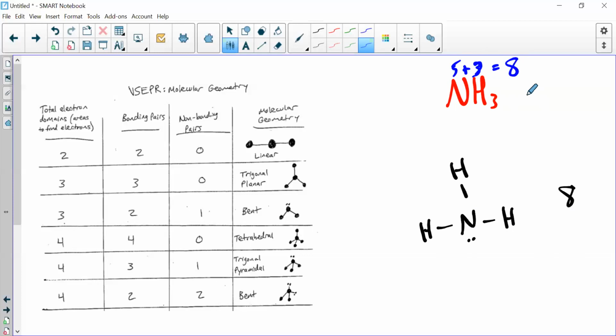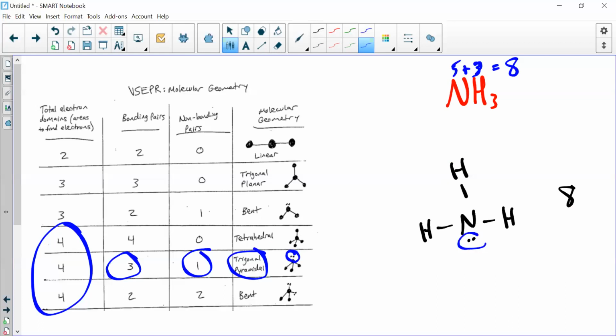Now let's tell what the shape is. We have 1, 2, 3, 4 electron domains around the ammonia, meaning it's one of these. 3 of them are bonding pairs. 1 of them is a non-bonding pair. This is a trigonal pyramidal shape. Is this polar or non-polar? Well, the presence of that lone pair right there tells us this is polar. Polar molecule.